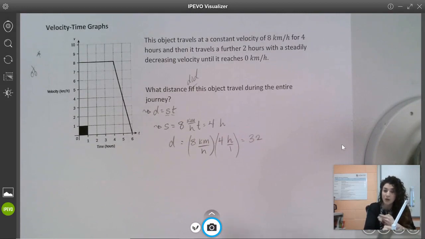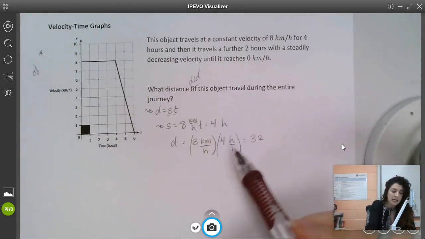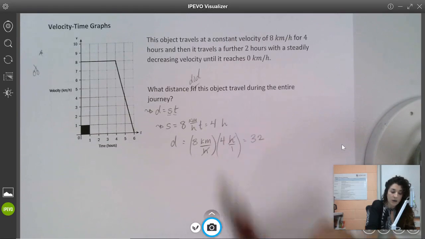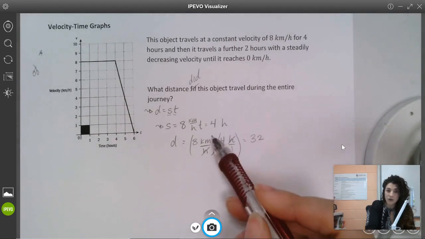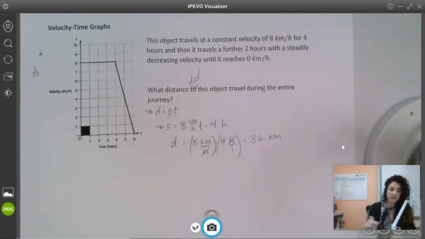But how would we know it if it's a more complicated problem, which even your check for understanding for this is going to be a little bit more complicated? The hours down here and the hours up here cancel out, and so all you're left with is kilometers. So that's how you know for sure that the unit of measurement is kilometers.